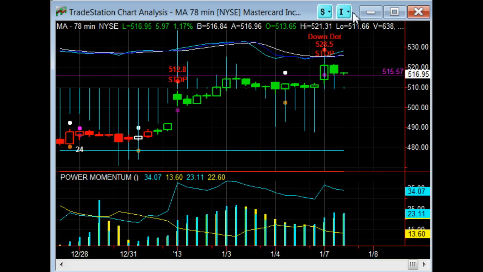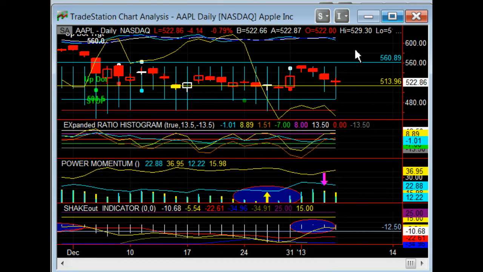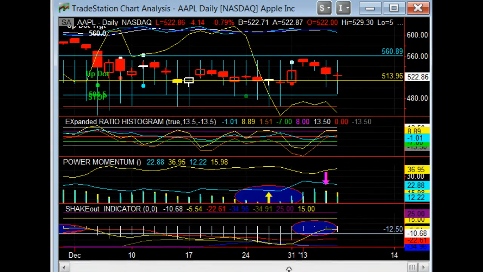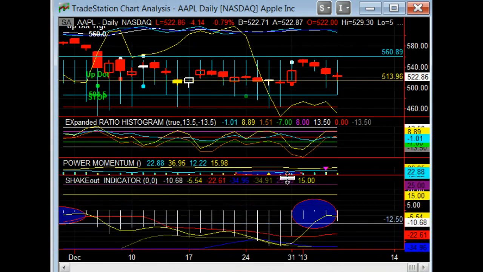Well, let's look at that Apple Daily and see what that shakeout was. I didn't really pay much attention to what the shakeout reading on Apple was from a daily standpoint. That's a good point. No, Apple's still fine. It's only minus 10 on the shakeout.